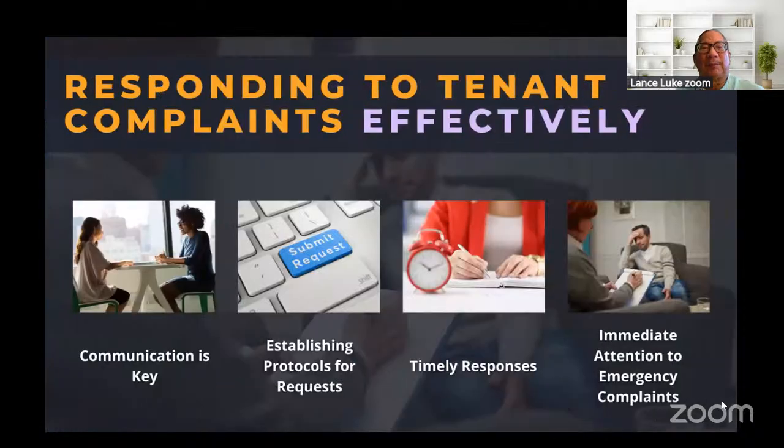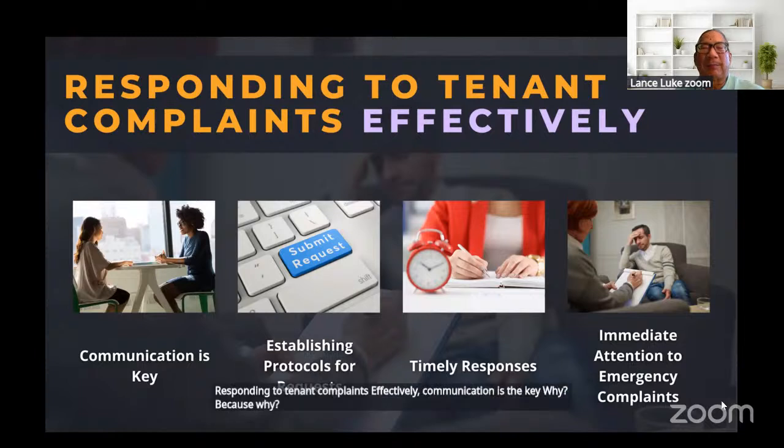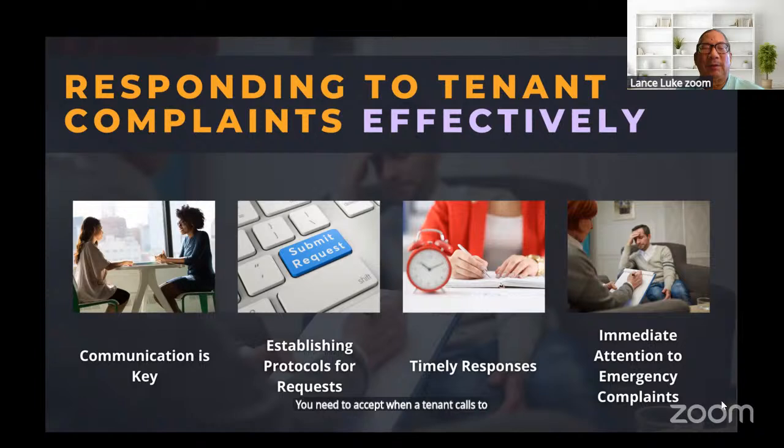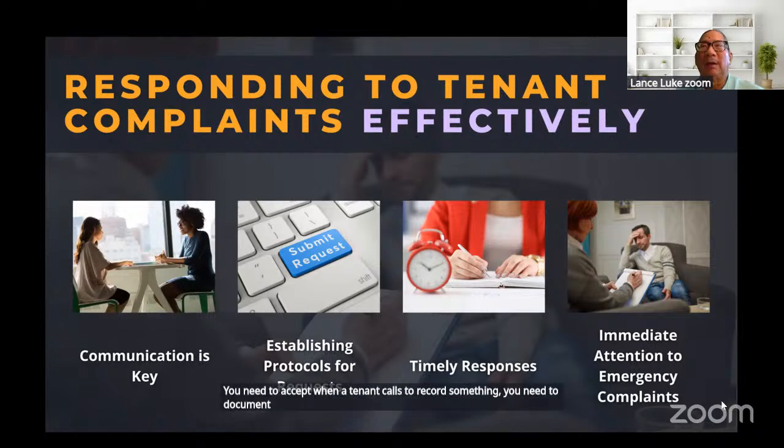Responding to tenant complaints effectively, communication is the key. Why? Because when a tenant calls to report something, you need to accept it, document it, and then do something about it. Report back.